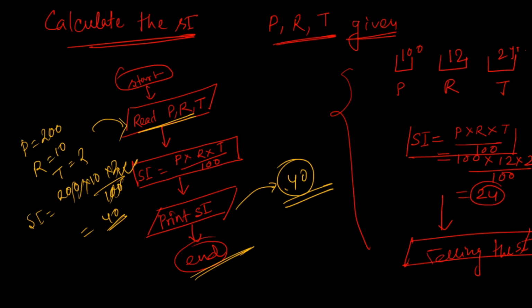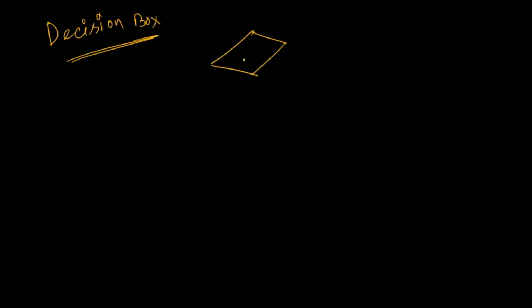Okay, now coming to the decision box. There was one more component in the flowchart, which is the decision box, which we generally represent using a rhombus. Okay, so what are decisions?